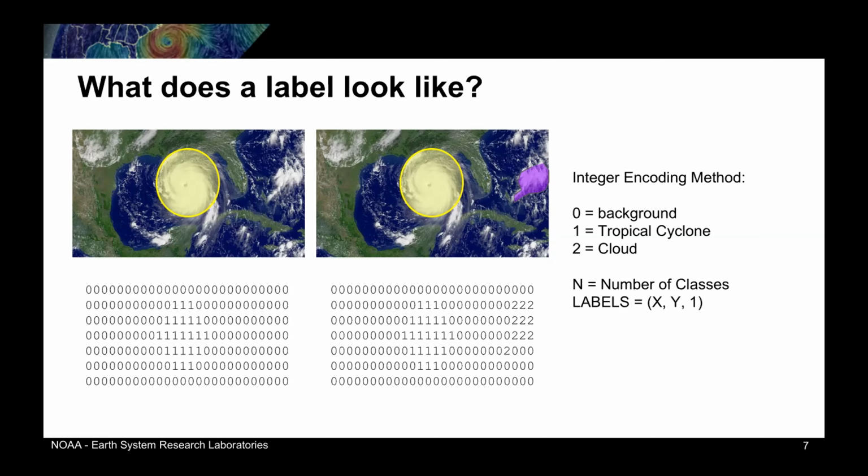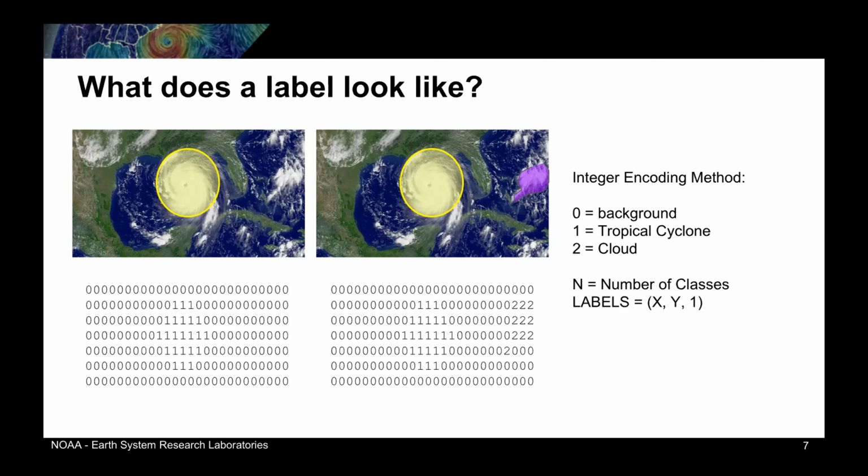Where that hurricane circle is in this particular image. So we see a bunch of zeros where there's no hurricane, and then ones indicating where the hurricane itself is in this particular image. And if we have more than one class in an image, using this integer encoding method, we can add other numbers. And so we often see this for a variety of data sets here.